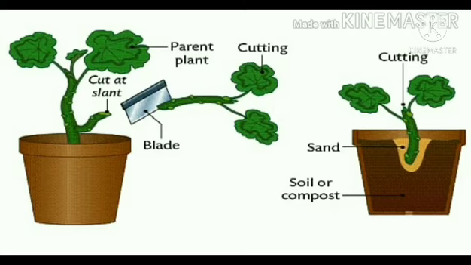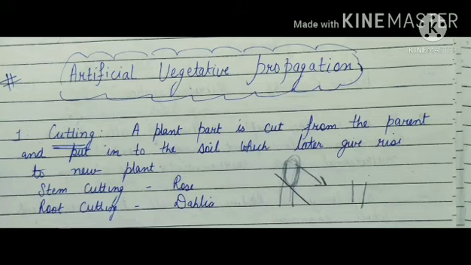In cutting, a plant part is incised and then finally it is put into the soil. Then it will ultimately grow into an independent plant. Specifically, a stem or a leaf is cut and then it is planted in the soil. These cuttings are treated with hormones to induce root development. The development of the plant, that is rose, is through stem cutting.